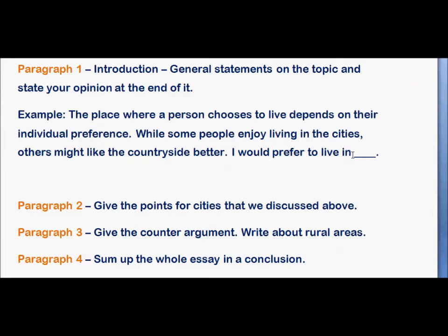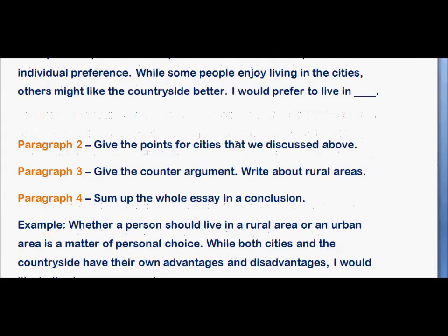Now I will come to specifics. I would prefer to live in, then you can write where you would prefer to live in. Would you prefer to live in a city or a village? You can fill it here. So this is how your introduction should be. A couple of general lines and then you come to the specifics of the essay. Now paragraph 2 and 3 are going to be about the cities and the rural areas, the arguments, the advantages and disadvantages which we did above, right?